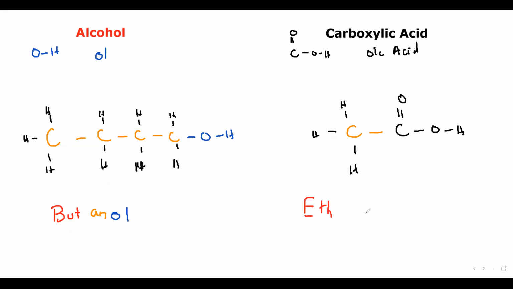They have a single bond between them, so it will be N. And because of this C double bonded with O and OH, it will become oic acid. So it becomes ethanoic acid. Eth means two carbon, N means they have a single bond, and oic acid represents that the group which is attached is C double bonded with O and OH. Is it clear, this example?